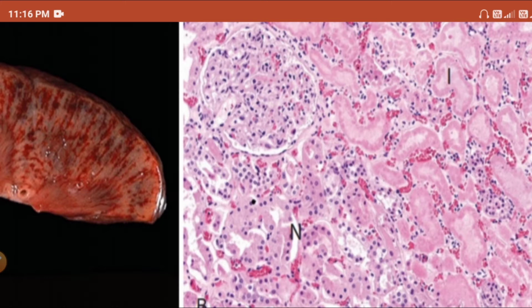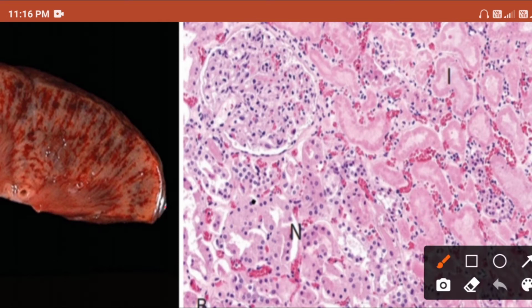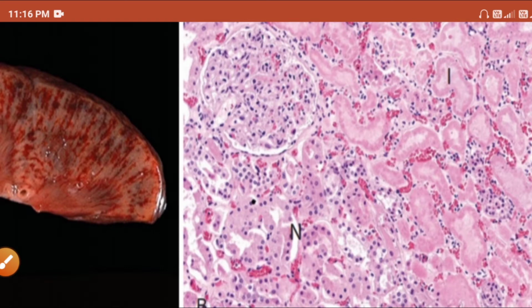In this coagulative necrosis, guys, you will see only the outline of tubules. Here you can see only outlines. So we can say that these are the ghost cells. These all are the ghost cells, and these ghost cells are characteristic of coagulative necrosis. So this is the normal area, and here you will have the coagulative necrosis.